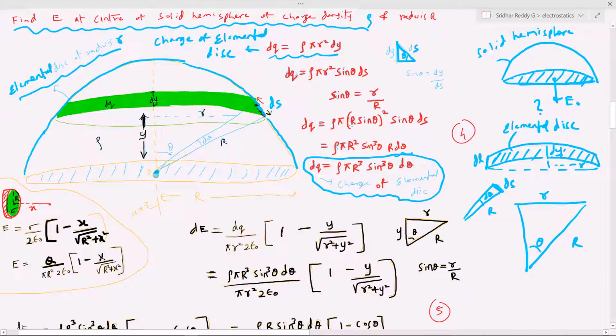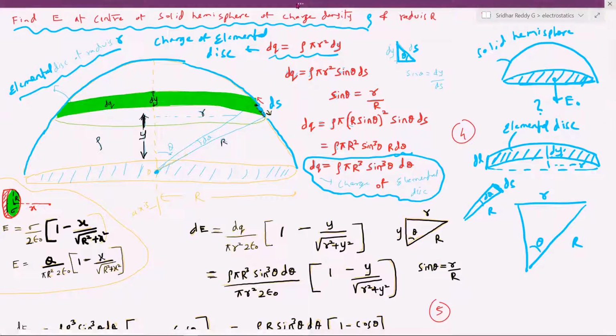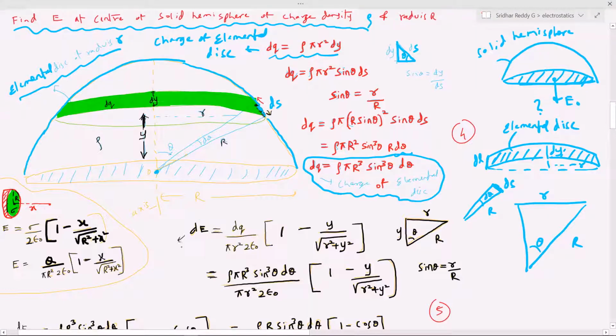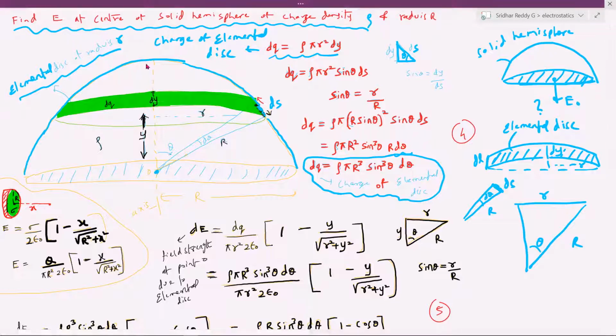What is the field strength at point 2 due to the elemental disk? So what is dE I should write? Field strength at point 2 due to the elemental disk. Okay, fine. So a very simple idea like this.